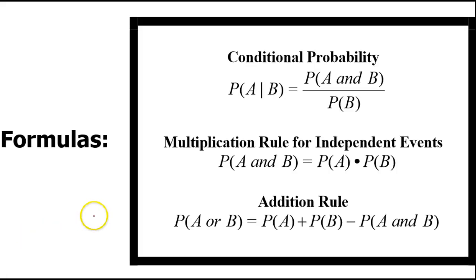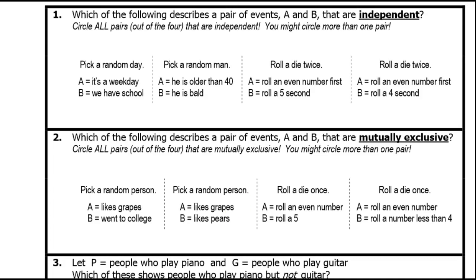In this video, I will go through a test that I just gave to my high school geometry class covering our probability unit. So this will serve as a nice review of basic probability principles. Alright, which of the following describes a pair of events A and B that are independent? Circle all the pairs that are independent.